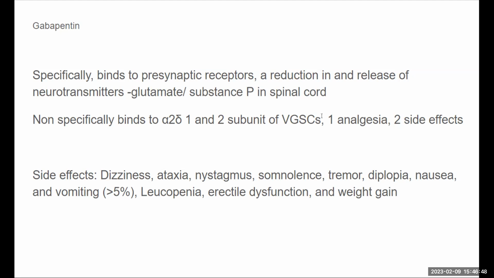Now there was talk about a cleaner version of gabapentinoid coming, which will act more on analgesia. So that would bind more with subunit 1 rather than subunit 2. When it binds to the presynaptic receptor, it would cause a reduction in the release of excitatory substances, that is glutamate and substance P. The excitatory goes down and the inhibitory GABA is more released, leading to less excitation.